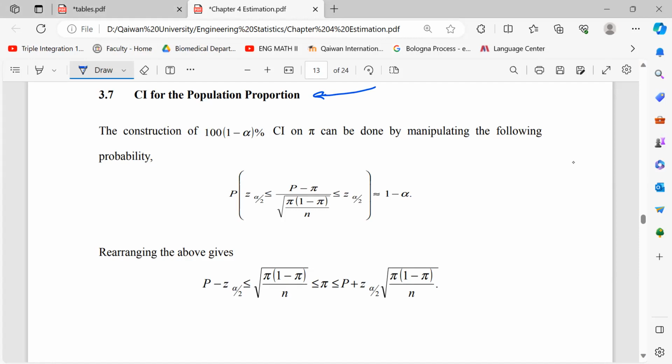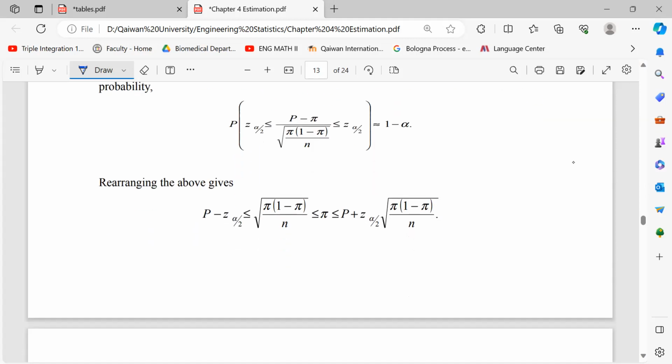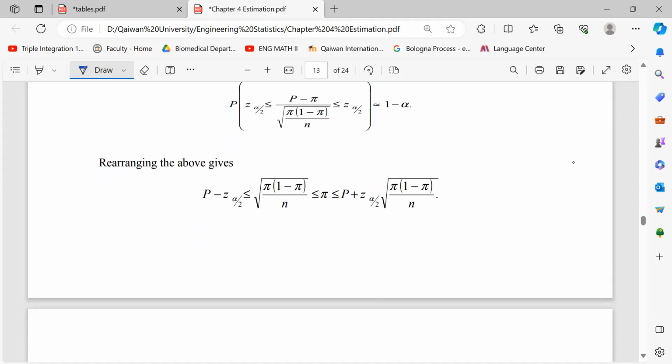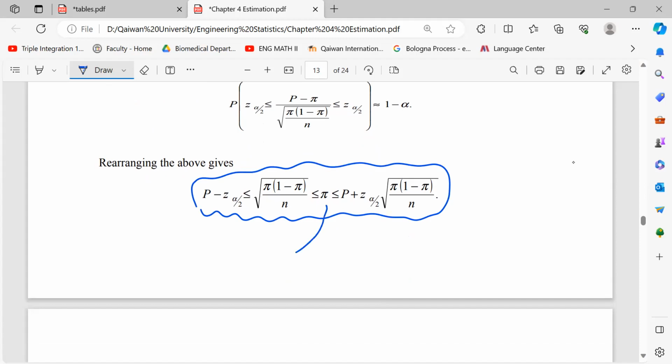We say the confidence interval for the population proportion could be obtained by this rule. We use this rule for obtaining the interval. We say pi is between these two. This is the left-hand side, and this is the right-hand side. The only difference between the left and right-hand sides is this sign. In the left, it's always negative in all rules, and in the right, it is positive.